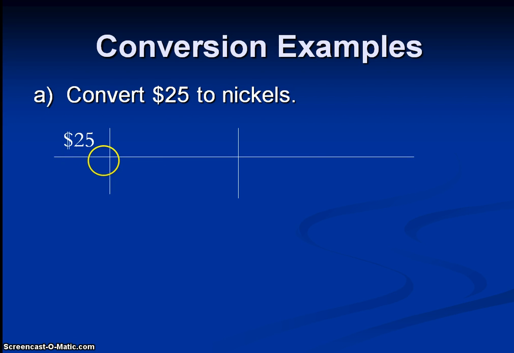In order to cancel a unit, you need to have that unit on the top of the fraction and on the bottom of the fraction. So I'm going to set up a conversion factor, and basically this is a fraction that's equal to 1, because 4 quarters is the same amount of money as $1. So I essentially have the same amount on the top of the fraction as the bottom, so this fraction is equal to 1. So when I multiply 1 by $25, I'm not changing the value of the $25, I'm just changing the unit. Since we have dollar sign on the top and on the bottom, those two are going to cancel, and we'd be left with quarters.